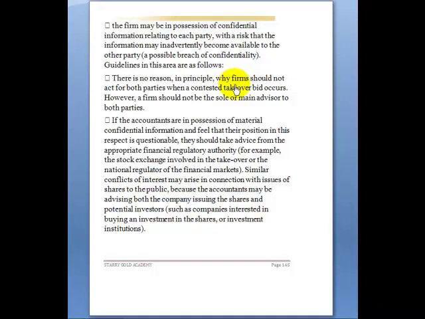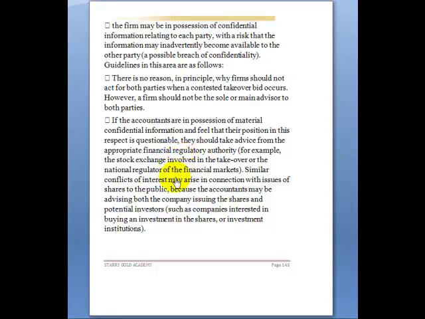Guidelines in this area are as follows. There is no reason in principle why a firm should not act for both parties when a contested takeover bid occurs. However, a firm should not be the sole or main advisor to both parties. If the accountants are in possession of material confidential information and feel that their position in this respect is questionable, they should take advice from the appropriate financial regulatory authority, for example, the stock exchange involved, or the national regulator of the financial market.